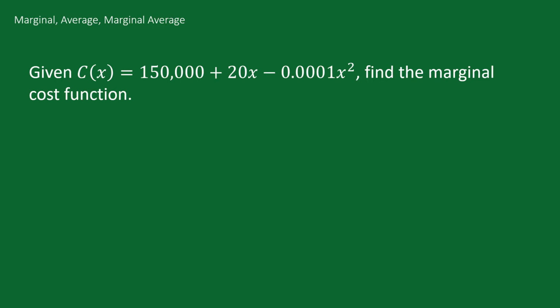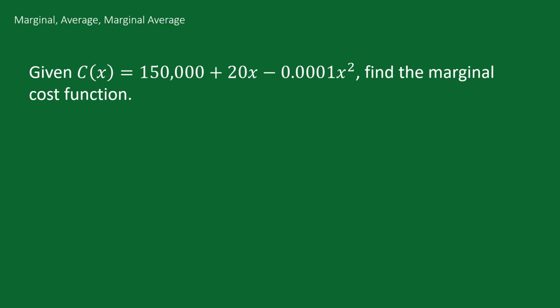Okay, the question is, how do you find the marginal function, or the average, or the marginal average? Let's take a look at an example to see. So let's say you're given the cost function c of x equals 150,000 plus 20x minus 0.0001x squared. You are then asked to find the marginal cost function.